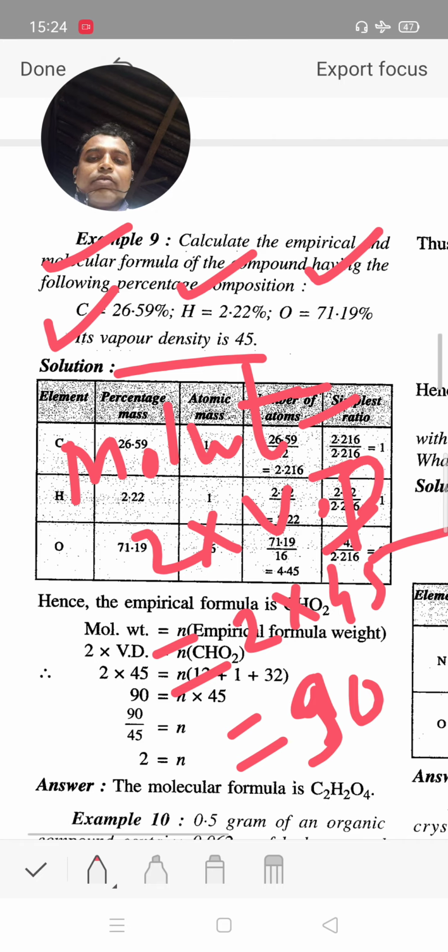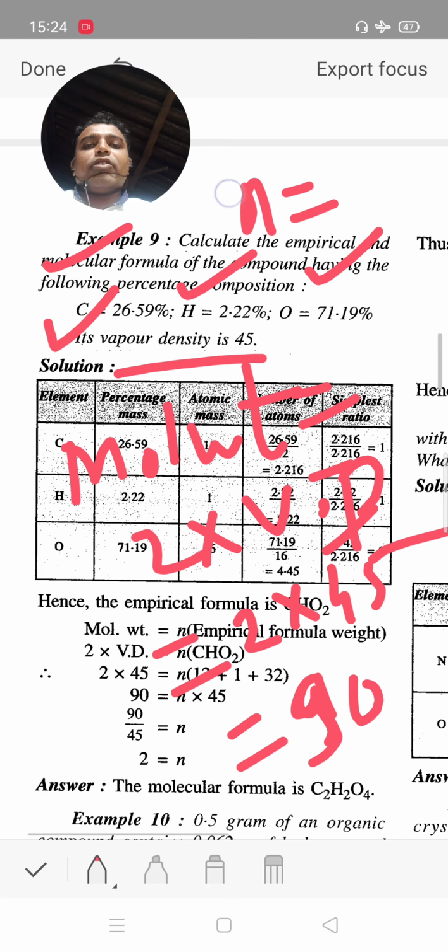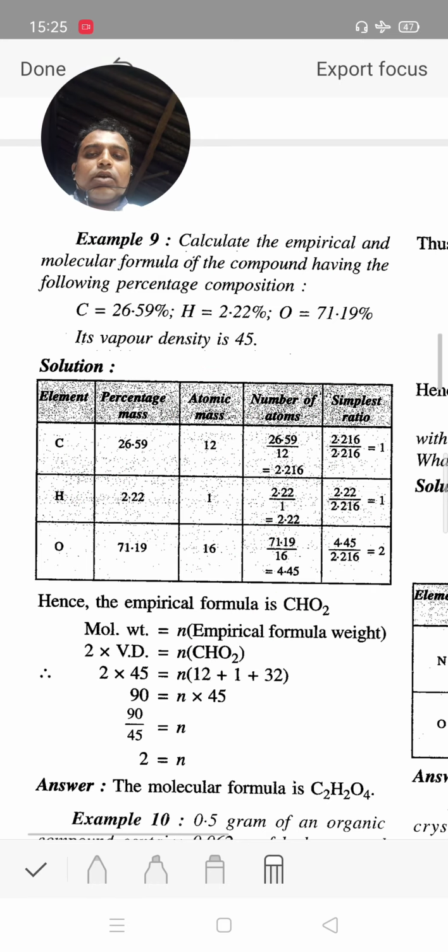Now we are calculating the empirical formula weight. For the value of n, we need n is equal to molecular weight upon empirical formula weight. Then we calculate the empirical formula weight. We have the percentage composition of carbon, hydrogen and oxygen, their percentage masses. The total of carbon, hydrogen and oxygen is 100%, so no other element is present in this compound.